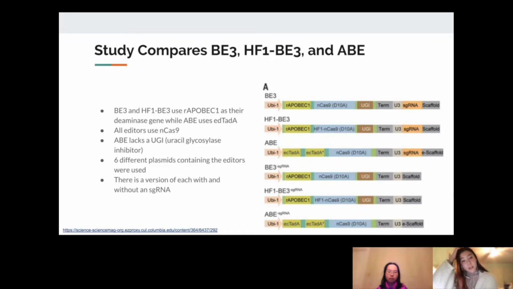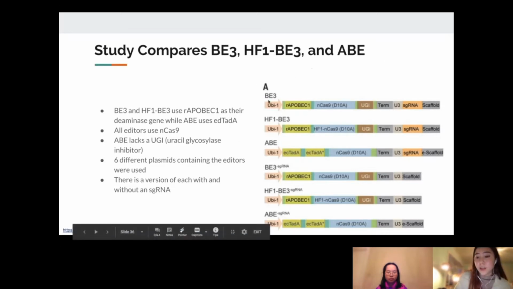This study compares the effects of BE3, HF1 BE3, and ABE base editors. BE3 and HF1 BE3, which is also known as high fidelity BE3, those first two are CBEs, or cytosine base editors. ABE is an adenine base editor. As we can see, we have a layout of 6 different genetic units on this side of the screen.